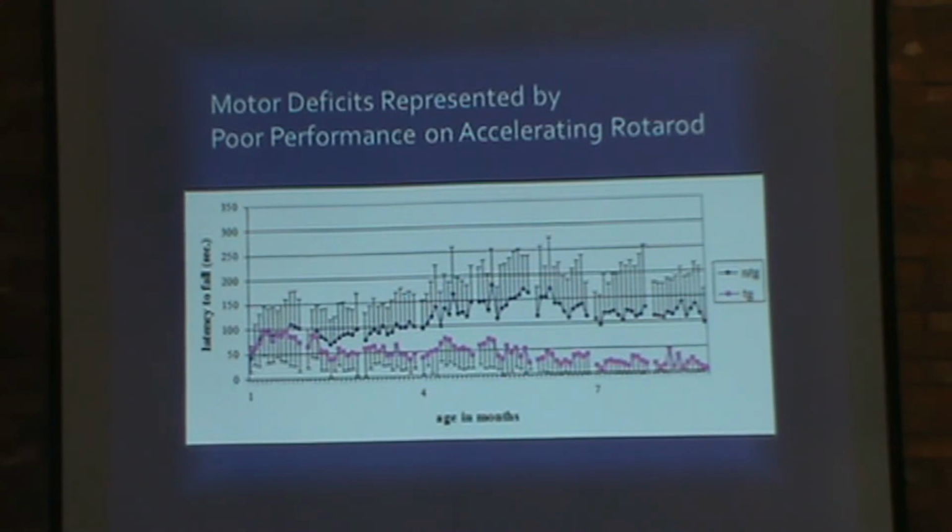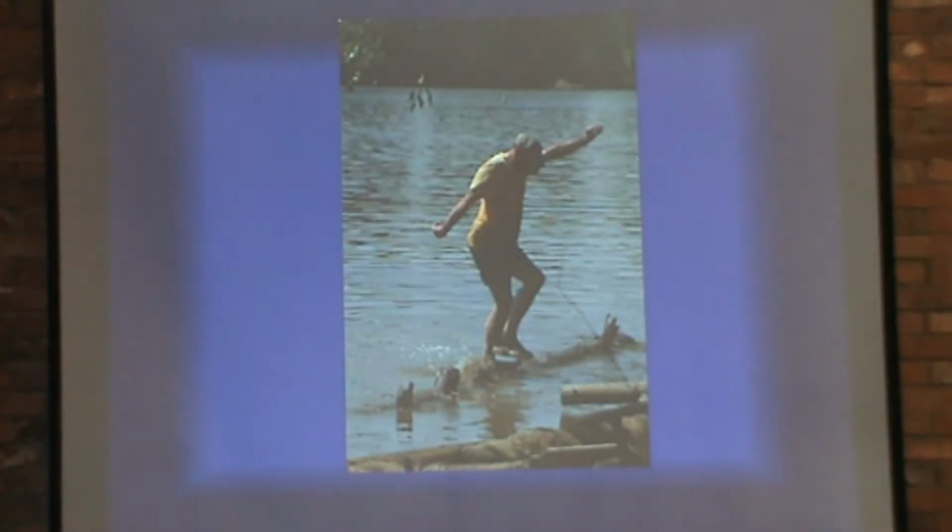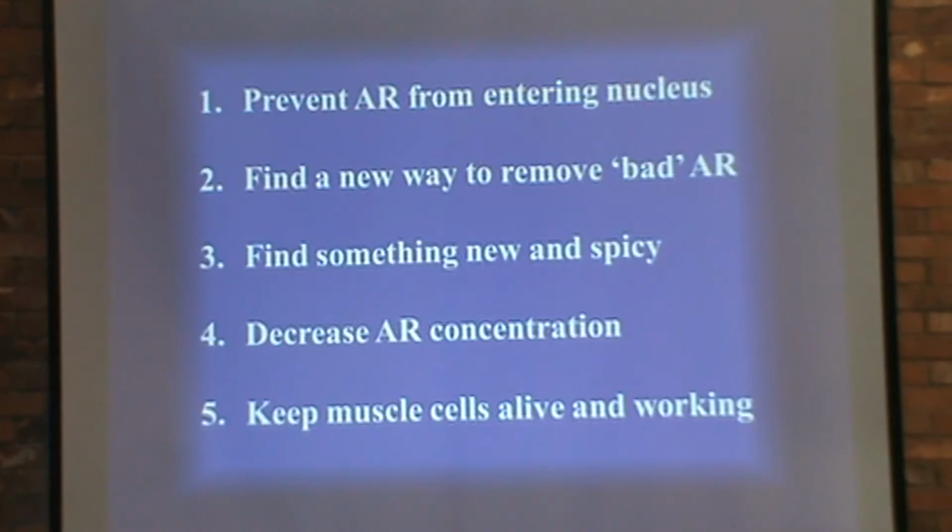And so you'll see data like this. And of course, in humans, you do it by timing how long it takes them to fall off the rock. Now, if we were to look for a cure for KD, these are the ways you can look, and cure is probably the wrong word, but a way of treatment. You can prevent the AR from entering the nucleus.